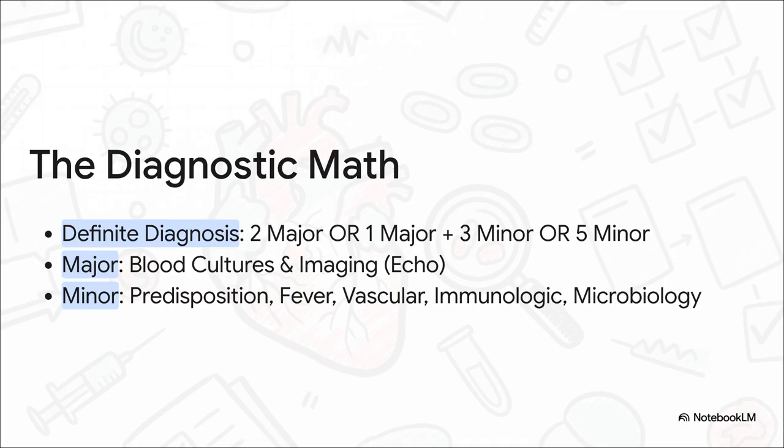Definite endocarditis needs 2 major criteria, or 1 major plus 3 minor, or 5 minor criteria. Got it? Major criteria, Pillar 1, blood cultures. We're talking 2 separate positive cultures with typical organisms like Staph aureus, Viridans group strep, or the HACEK group. Major criteria, Pillar 2, imaging. That's echocardiographic evidence of a vegetation, an abscess, or new dehiscence of a prosthetic valve.